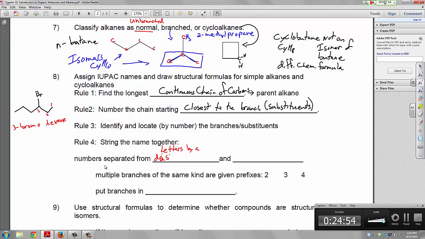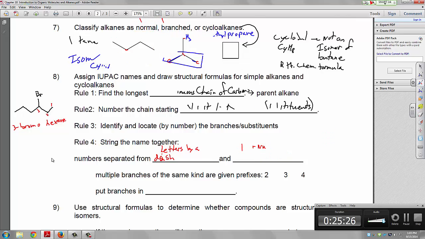Dash. So if you notice here, it was 3-bromohexane, and from other numbers by commas. So remember, you can have more than one type of branch, and you can have more than one of the same branch. So let's make it a cyclohexane.